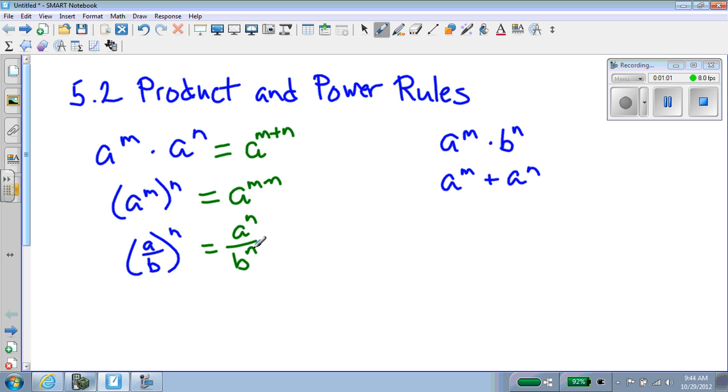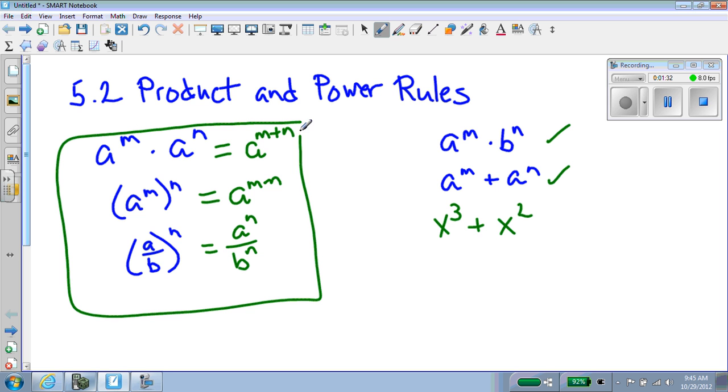And then we have some things over here that don't really do anything. If you have a to the m times b to the n, the bases aren't the same. There's nothing you can do with that. If you have a to the m plus a to the n, the bases are the same, but I'm adding. There's nothing I can do with that either. That's like looking at x to the third plus x to the second. Those aren't like terms, so we don't do anything with them. But today we're focusing on these rules.